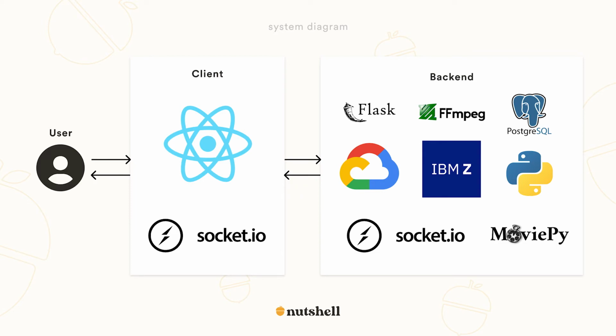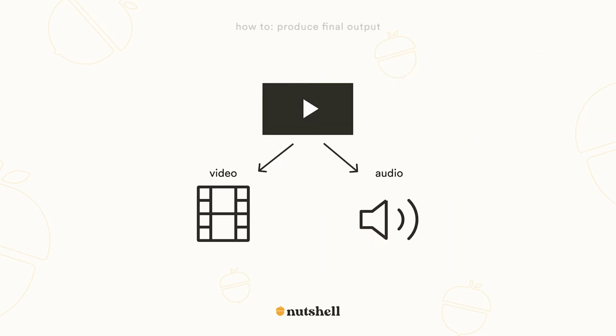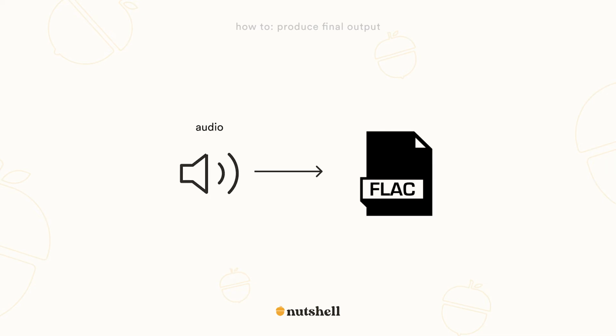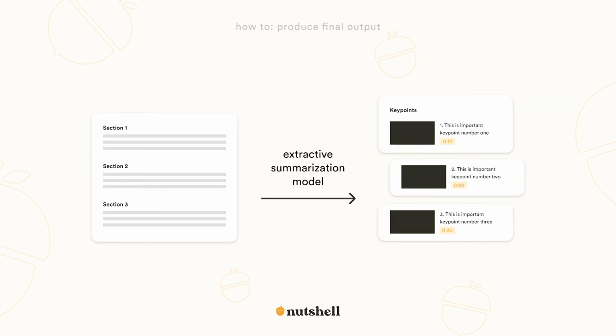Behind the scenes, we actually perform a complicated series of steps to produce the final output. First, we download the video from YouTube. Then, we demux the video, splitting apart the video and audio tracks, and transcode it to FLAC. Next, we upload the audio to a Google Cloud bucket, which then allows us to pass it to Google Speech-to-Text, converting it into sentences with timestamps. We then take these sentences and run an extractive summarization model on it, which finds the key sentences in the text, where the number of sentences depends on the percentage the user selected earlier.